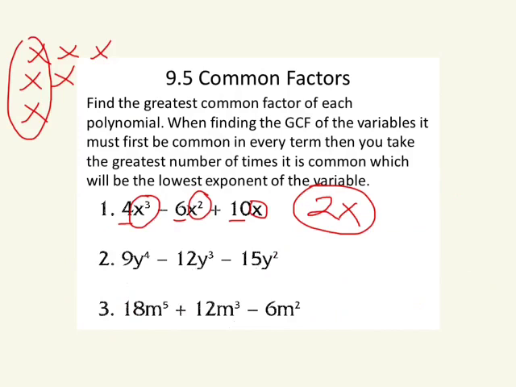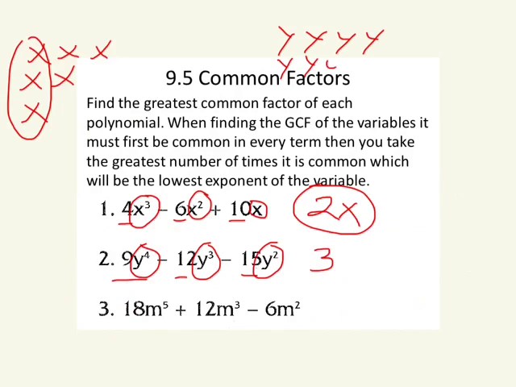If we look at the next one, if I look at 9, 12, and 15, the GCF is 3, because that's the largest number that divides into 9, 12, and 15 evenly. And then, if you notice, if I would write these all out as y, y, y, and y, and then y, y, y, and y, y, y occurs twice in all three terms, which is also the lowest exponent. So the GCF is 3y squared.